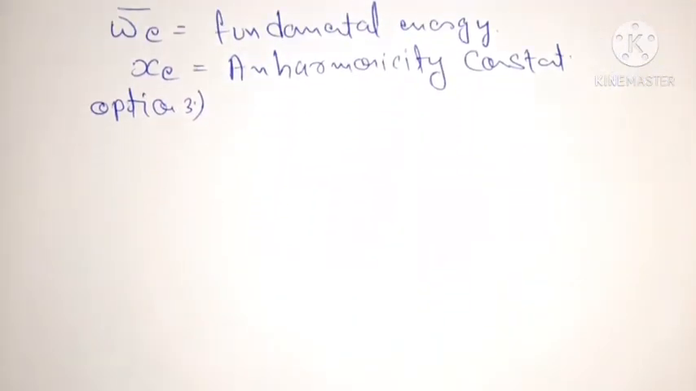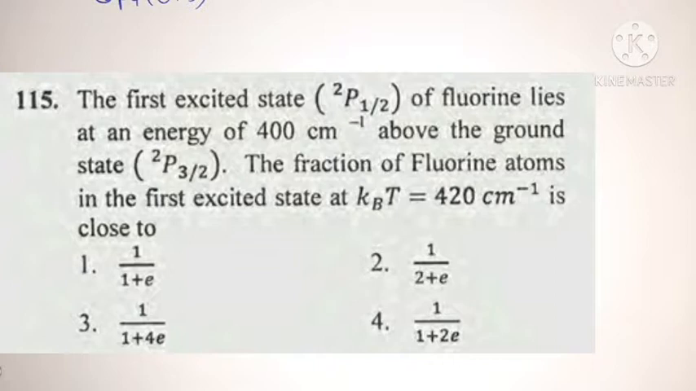So now we move towards our next question, and see, it says the first excited state 2P1/2 of fluorine lies at an energy of 400 cm⁻¹ above the ground state, that is 2P3/2. The fraction of fluorine atoms in the first excited state at kT equal to 420 cm⁻¹ is closest to, and we have 4 options. This question is asked for 4 marks, so we must find the fraction of fluorine atoms in the first excited state, and we have the data.